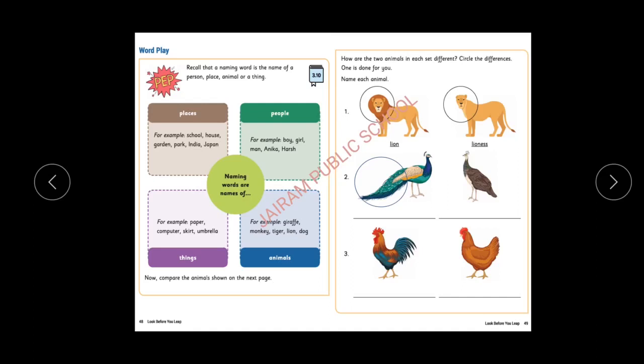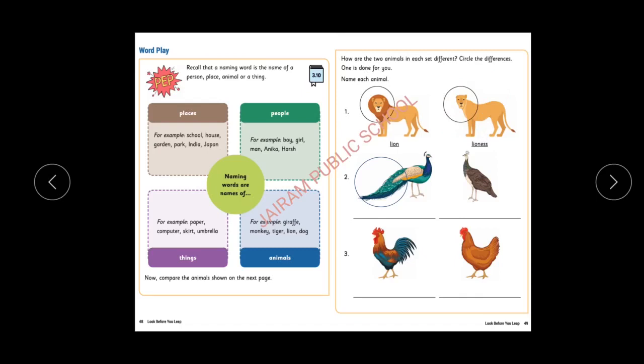So look at the first one. Lion. Both are lions only, but can you identify the difference? Yes, the mane, which means the hair on the head of a lion. On the head of this lion there is more hair, that is the mane. But in this lion, no mane is there. So that is the difference in these pictures. Let's see the next picture.